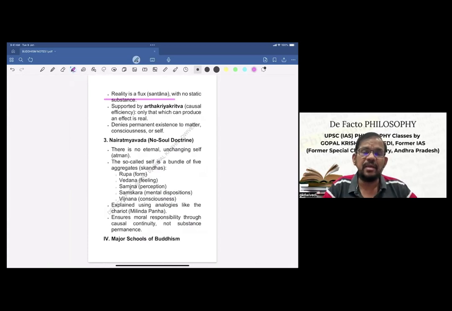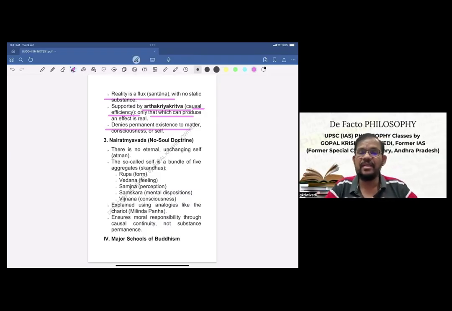Third, it is supported by Arthakriyakaritva, causal efficiency. So Arthakriyakaritva is called causal efficiency. Kshanikvad is supported by causal efficiency. Only that which can produce an effect is real. So this is what it means. Then it denies permanent existence to matter, consciousness or self. So in Buddhism, neither self is permanent, nor consciousness is permanent, nor matter is permanent. So it denies permanent existence to all the three, basically. So this is basically the doctrine of Kshanikvad.